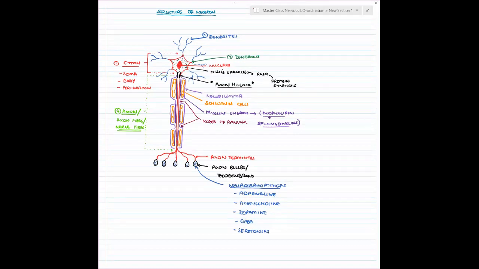Cyton is that star-shaped body. The star-shaped central body is your cyton. See this, whatever we have drawn, this is your cyton.